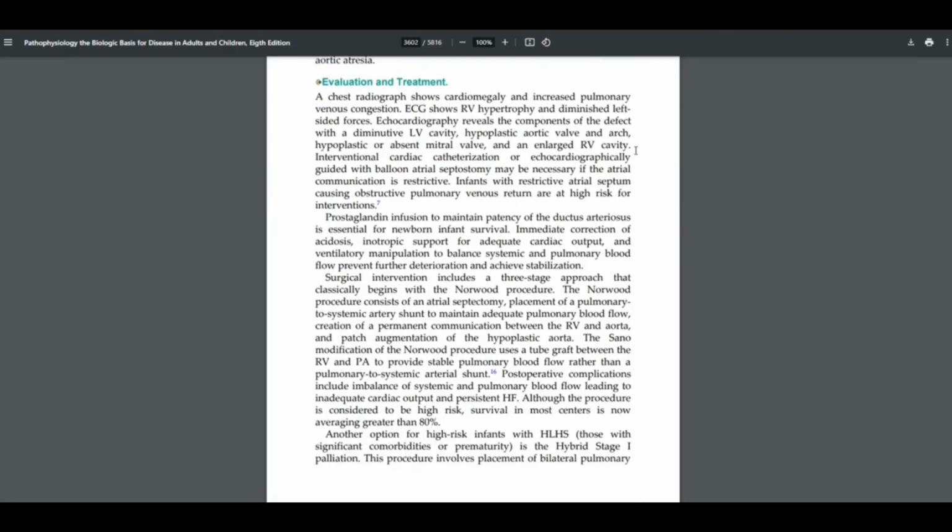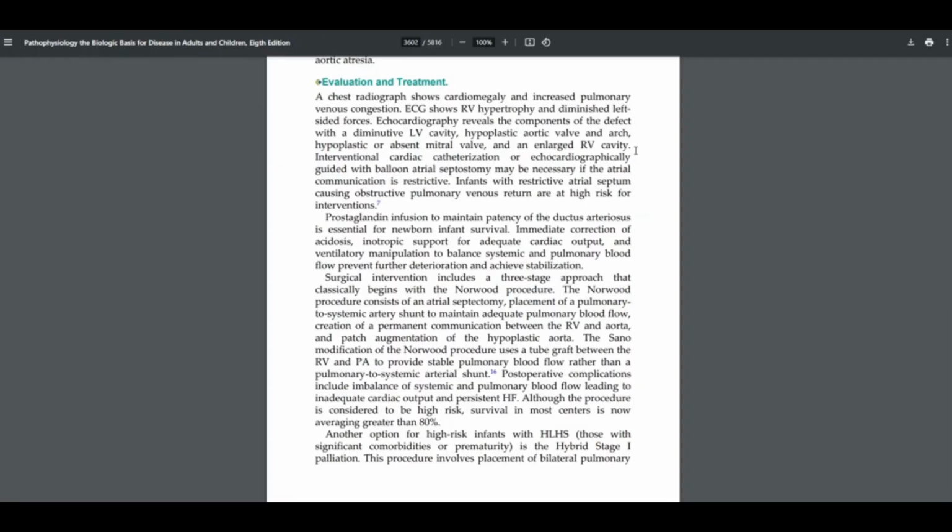Chest radiograph will show cardiomegaly and increased pulmonary venous congestion. An EKG shows right ventricular hypertrophy and a diminished left-sided force. An echo reveals the components of the defect, with a diminutive left ventricular cavity, hypoplastic aortic valve and arch, hypoplastic or absent mitral valve, and an enlarged right ventricular cavity.